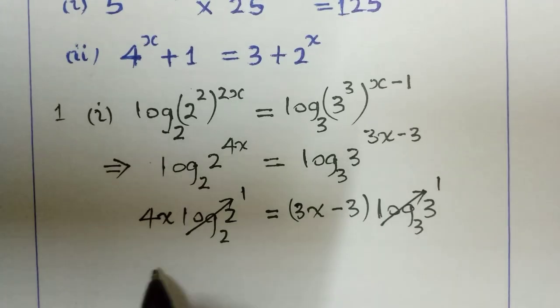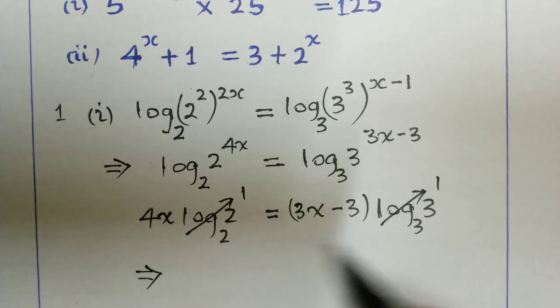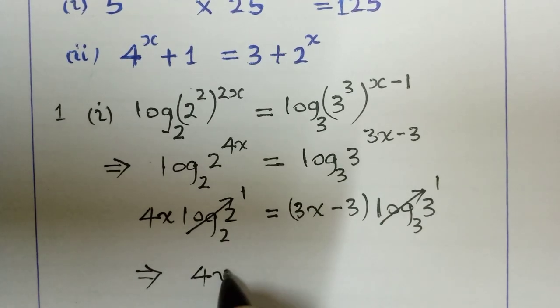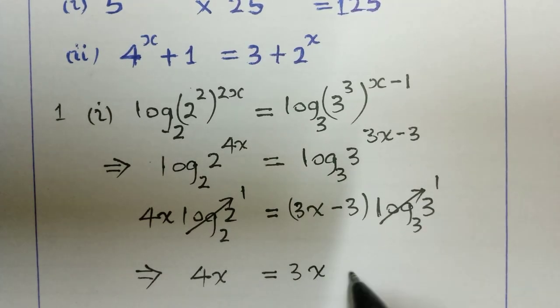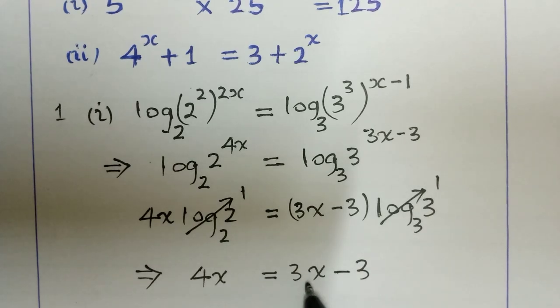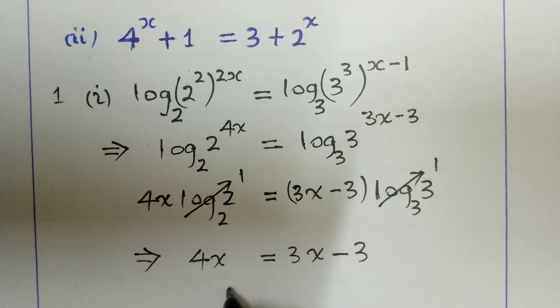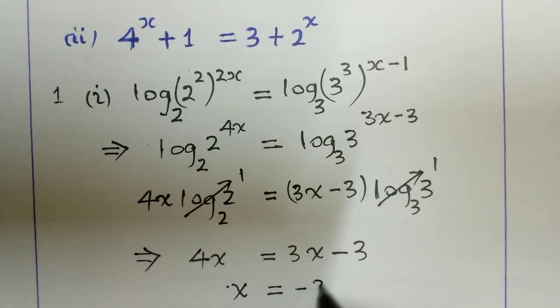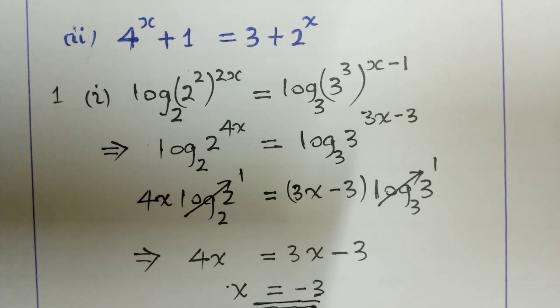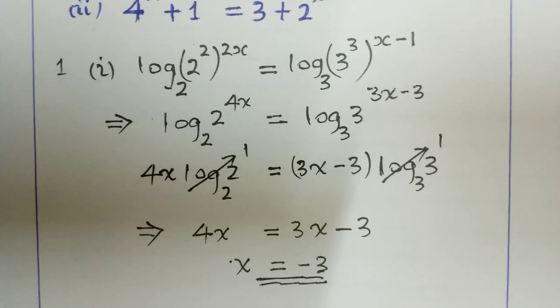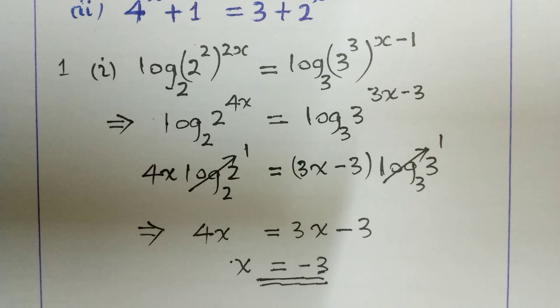So therefore, I'm left with 4x equals 3x minus 3. I can bring this 3x to this side, and you get x equals negative 3. That is now the solution for that problem. And I hope you all understand that.